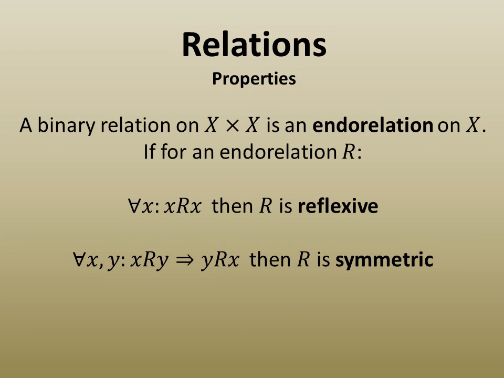For the next part, we need to introduce some properties that relations may have. A binary relation on X cross X, or the Cartesian square of X, is an endo relation on X. If, for an endo relation R, we have that for all x, x is in relation R to x, then we say that R is reflexive. An example being the greater than or equal to relation, because every number is greater than or equal to itself. And if, for all x, y, we have that x is related to y implies y is related to x, then we have that R is symmetric.